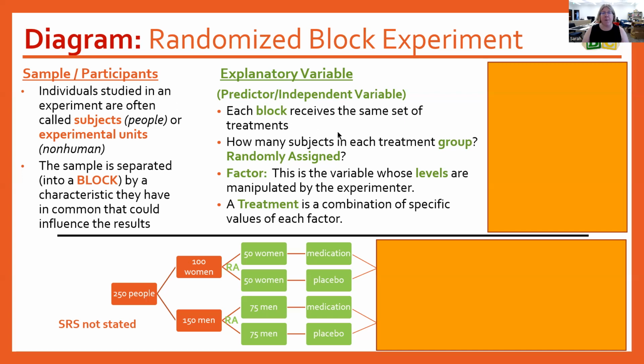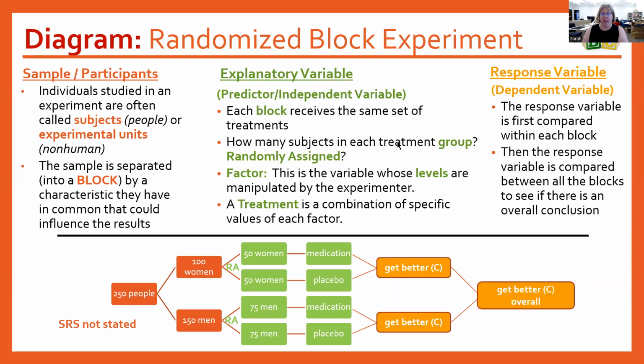And then the response variable, so that third or final part of the diagram. So you're actually going to compare each block individually. So this really is like doing several mini experiments and then comparing your overall findings across the experiments. So we'll take the 100 women and see how they did with the medication and placebo. We'll take the 150 men and we'll see how they did with the medication and placebo. And then we're going to look and see if there's an overall pattern. So first you compare within the blocks, and then you look for that overall pattern.